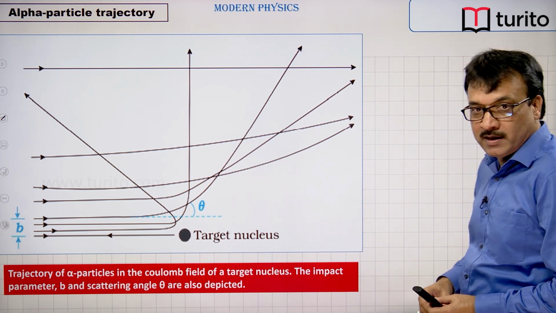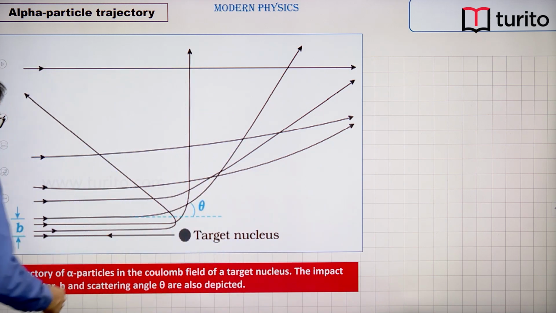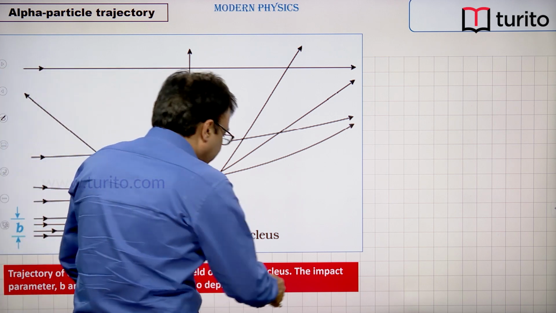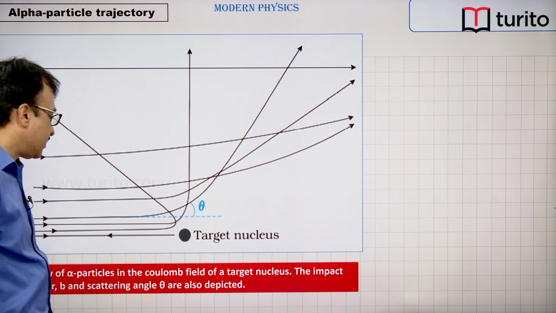One important thing that you should remember from the point of view of examination is the trajectory of alpha particles in the Coulomb field of a target nucleus. The important thing is the impact parameter b and scattering angle theta are also depicted.